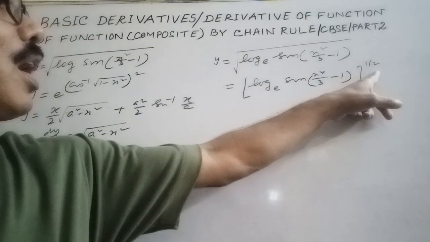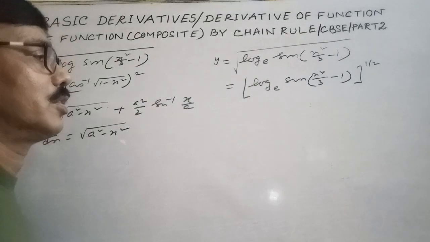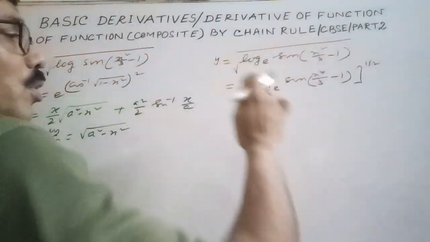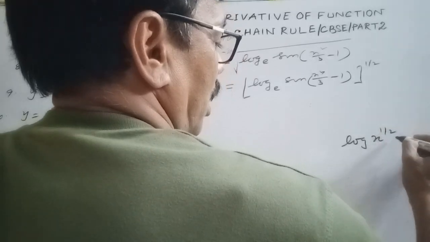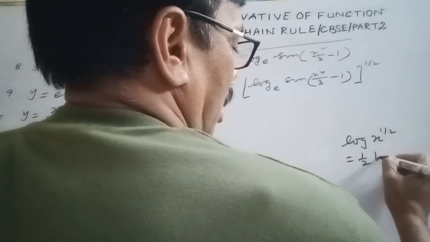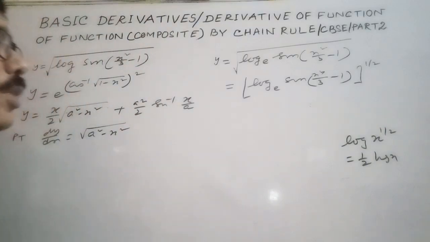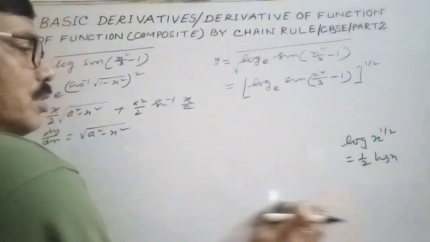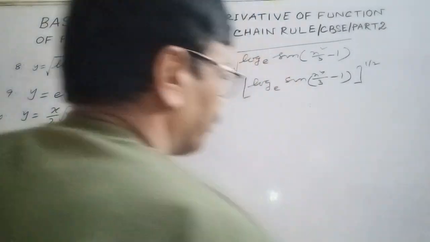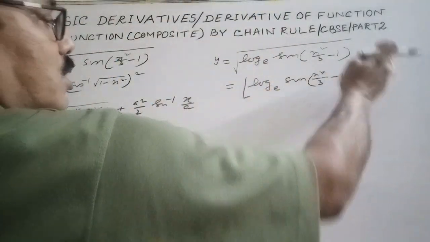You cannot take half before it. Some students write half before log, but this is not the case. If it is log x to the power half, then you can write half log x. But it is total half. So you cannot take half before the logarithm. So the main function is x to the power n.